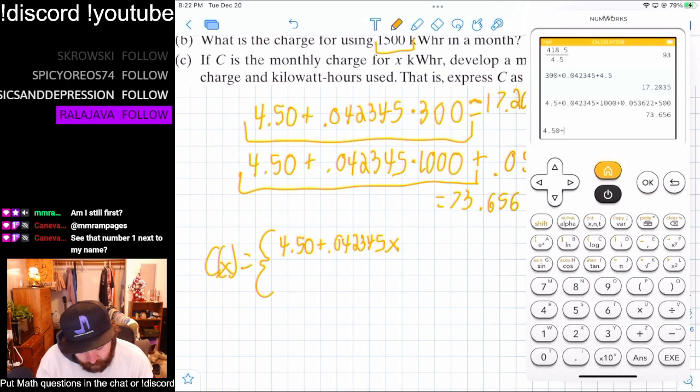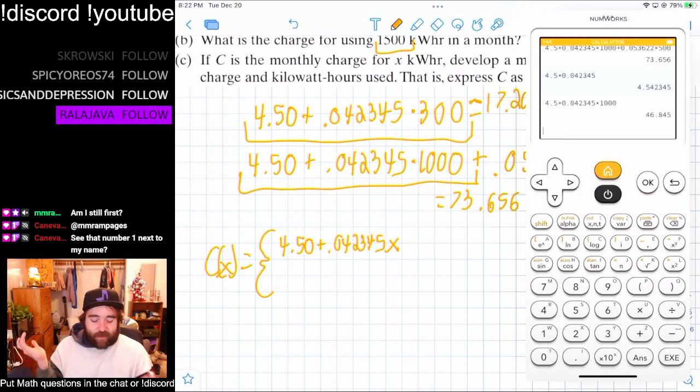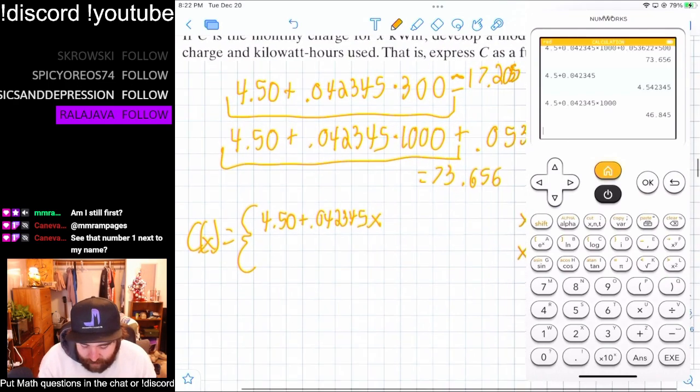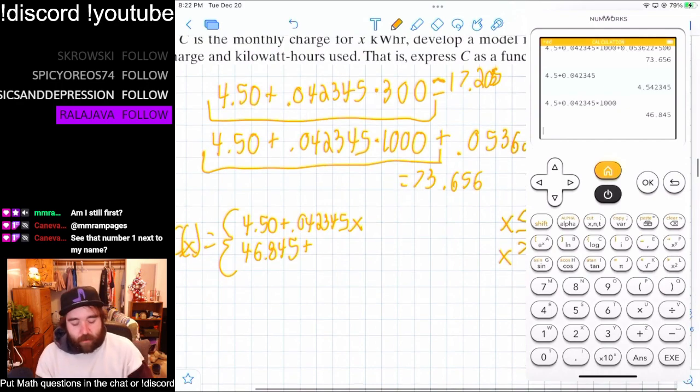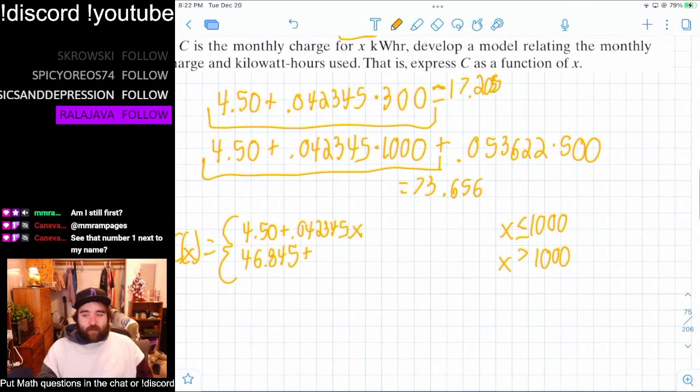So 450 plus 0.042345 times 1,000. So you always got to make sure your answer makes sense. It does not make sense for that answer to be 4.54. 46.84 makes sense. So see what that means is that if you reach this tier of over 1,000, you're already paying this much for the first 1,000 based on the first program. And then we just have to add on whatever you're going to pay for the rest of it.